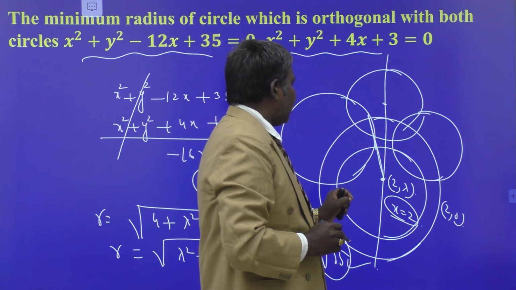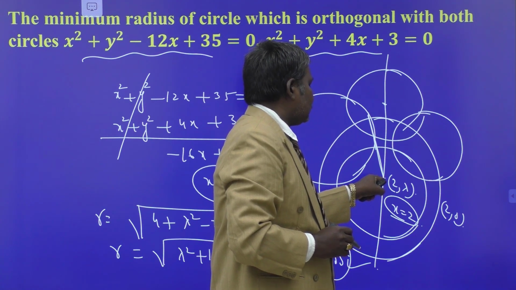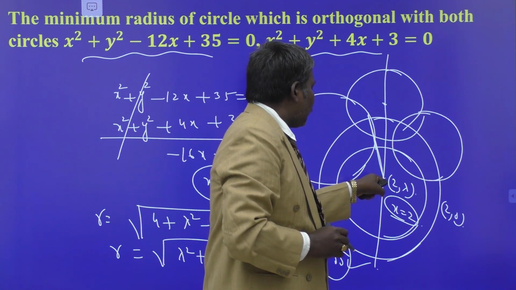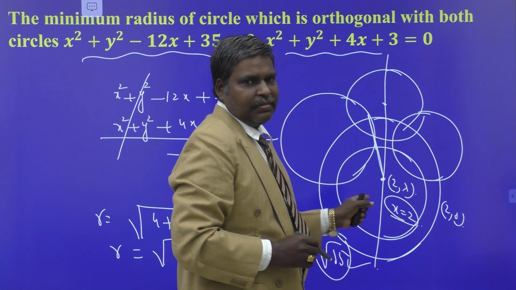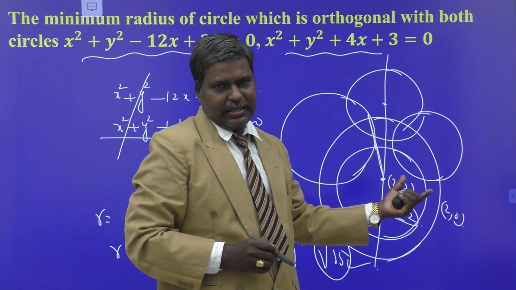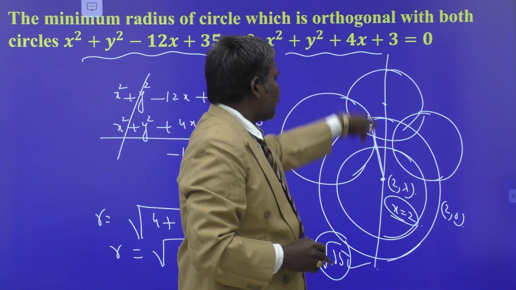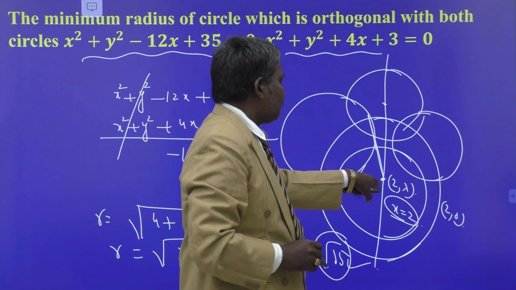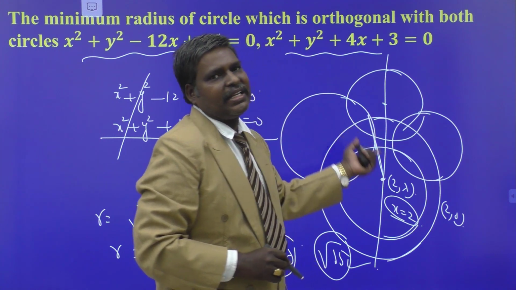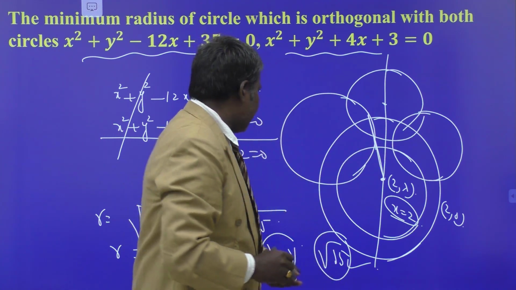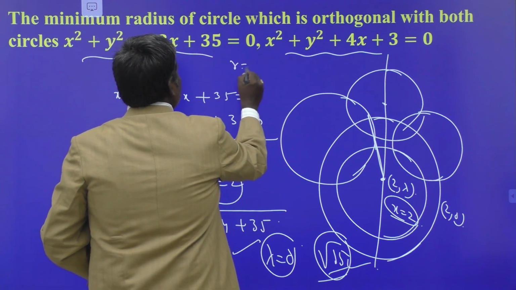Now the important point is that the length of the tangent from the point to either of the two circles is equal to the radius of that circle, because that circle is cutting orthogonally. If this is the circle cutting orthogonally, then the radical axis passes through the center of that circle, and at that same time the length of the tangent from the center to the two circles is equal to the radius of the circle. So your value is root 15. The radius of the required circle is root 15.